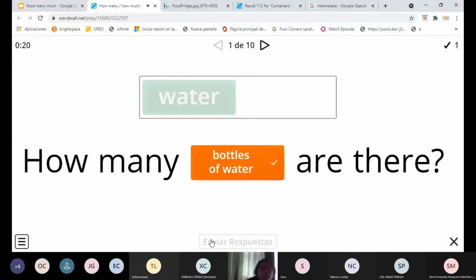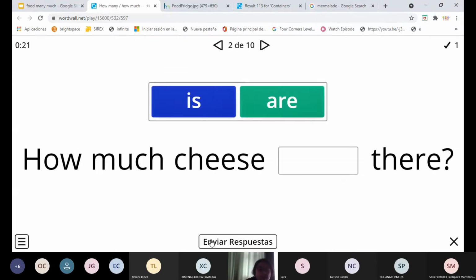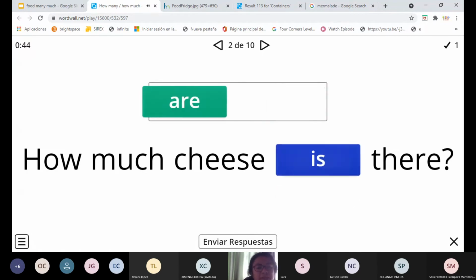And example number 2, guys, this one. How much cheese is there or are there? Is there. Exactly. All right. Si ves, por ejemplo, Tatiana, en este caso, el queso no lo cuento, no lo puedo contar en inglés. Tal vez en español si decimos un queso, dos quesos, tres quesos, en inglés no. Por eso vamos a utilizar en este caso how much. How much cheese. ¿Cuánto queso hay? How much cheese is there? Okay. Okay, guys, no olviden darle submit answers.